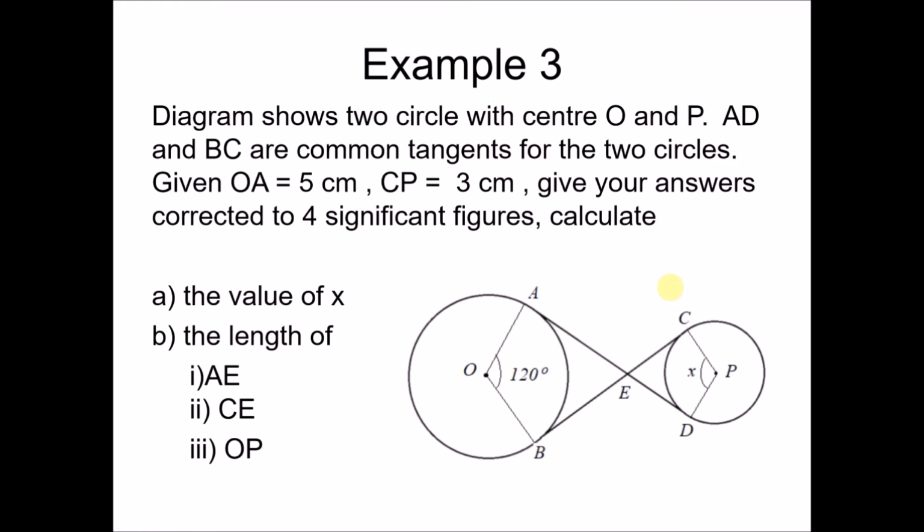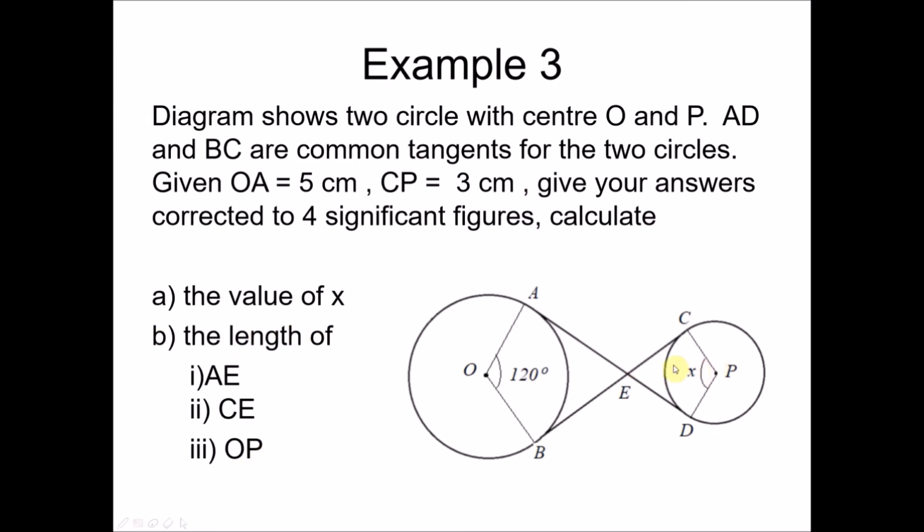Example number 3. Diagram shows two circles with center O and P. AD and BC are common tangents to the two circles. So AD here is a common tangent for these two circles, BC is the same. Given OA, the radius for the big circle, is 5. CP, the radius for the small circle, is 3. Give your answers correct to 4 significant figures. Calculate the value of x. Then we find the length of this later. So we start off by finding the value of x.